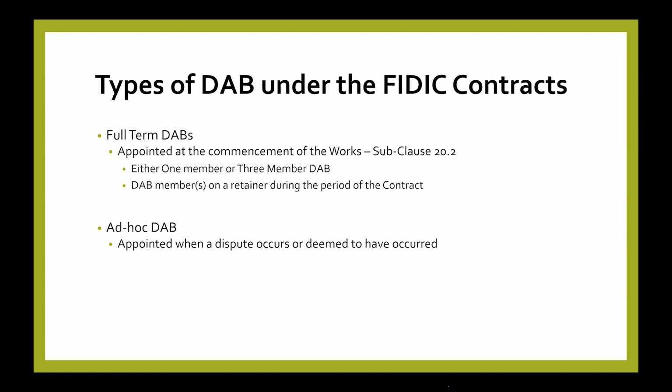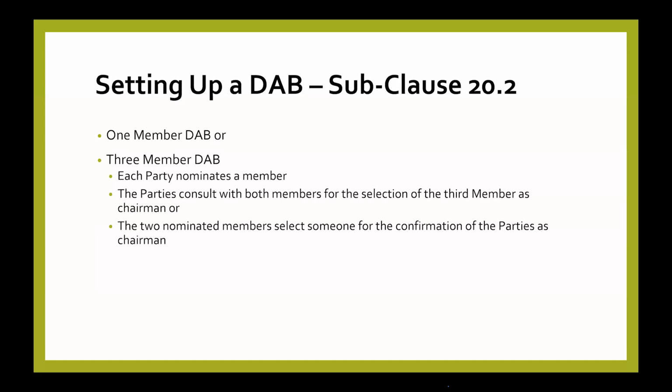And then the ad hoc is appointed when there is a dispute. So if a party feels there's a dispute, they will write to the other party and say, we have a dispute here on this particular matter, so I wish to refer it to the DAB. And then the contract has a way of setting up the DAB under 20.2. If it's a 3 member, we will both nominate 1 member, and then either the 2 members will nominate 1, with confirmation from the parties, or the parties with consultation with the members will nominate a 3rd person who becomes the chairman of the DAB. So we have here how it is done. So the 3 member, or if it's 1 member, then you are okay.